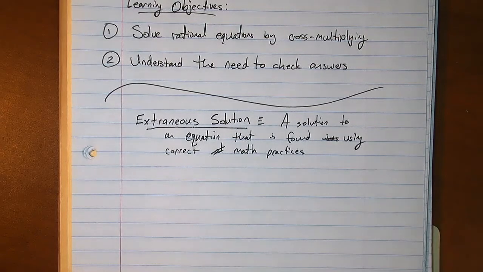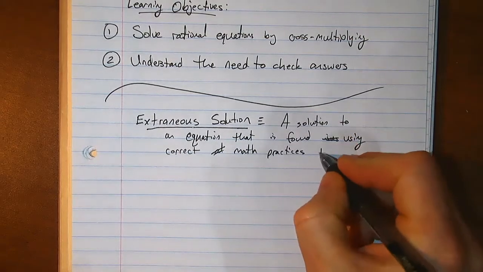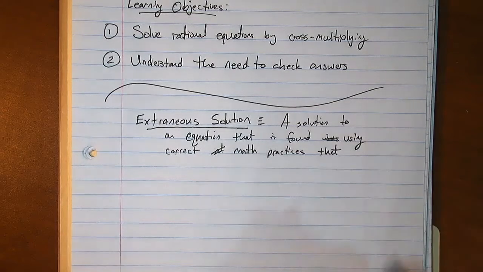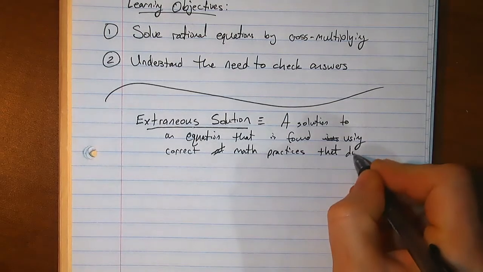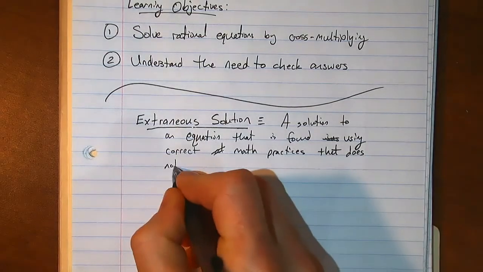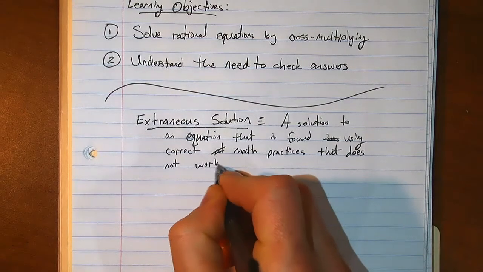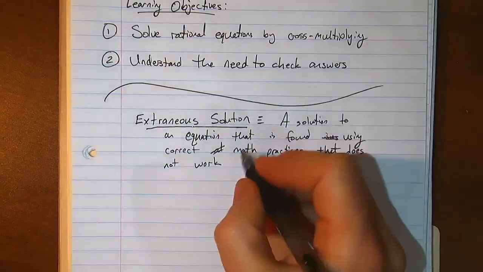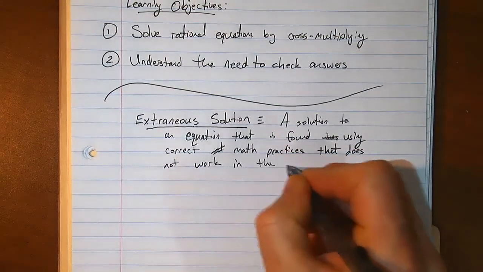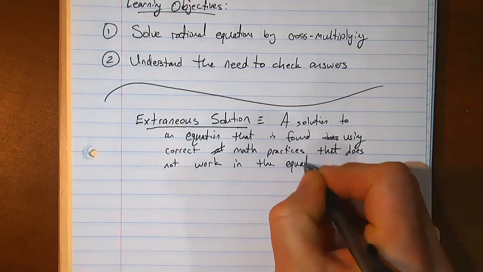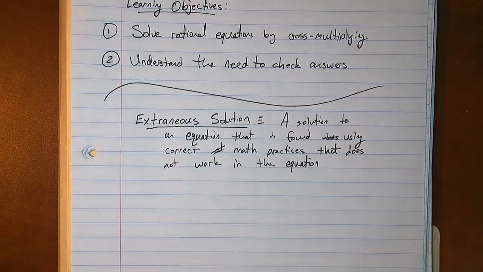So everything you've done is correct, but that solution does not work as a solution in the equation. In other words, when you plug it back in, you get something that doesn't make sense. Like you plug it back in and you simplify and you end up with 6 equals -9 or something like that, okay? That would be an extraneous solution.